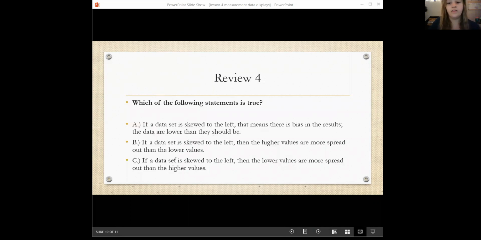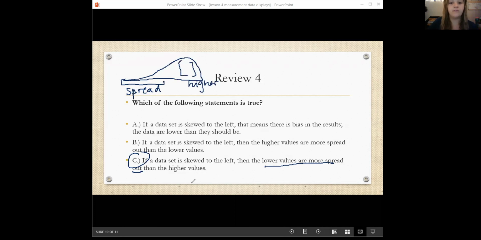If we remember what a skewed left data set looks like, once again, it's going to look something like this. So C is the answer because it says the lower values are more spread out. So these are lower values, and these are more spread out. And then the higher values, these would be the higher, and you can see they're more tight in here. So this is basically just the definition of a skewed left data set. So our answer would be C there.